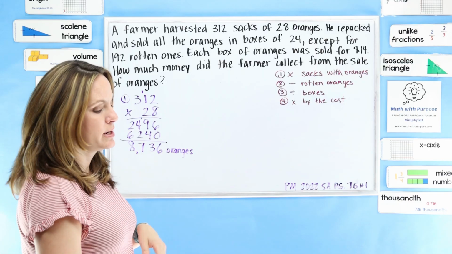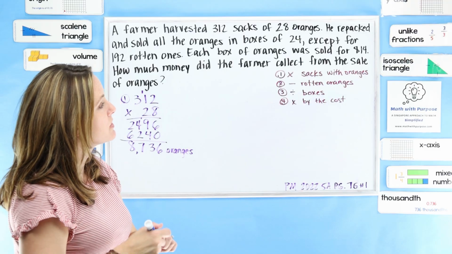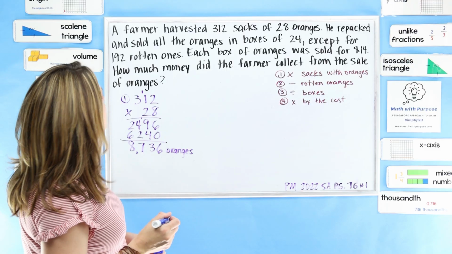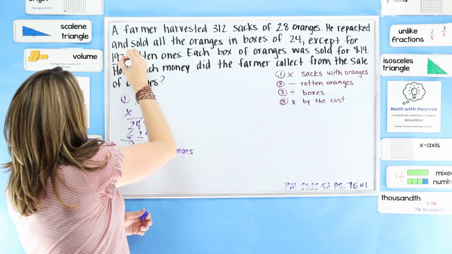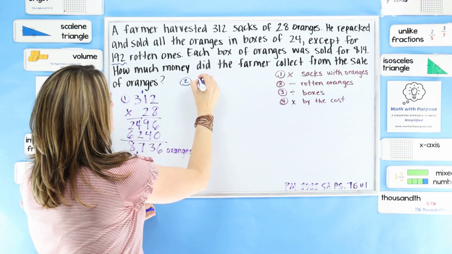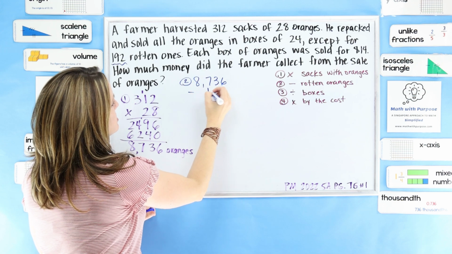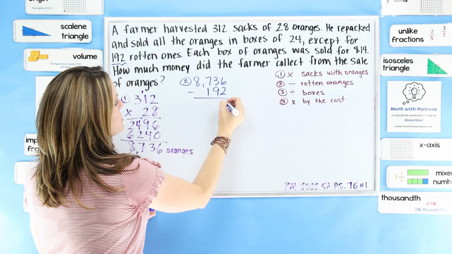Okay. Step 1, done. Step 2 was we need to subtract the rotten oranges. Well, let's figure out where our rotten oranges are. We have 192 rotten oranges. So I'm going to come over here. We're going to take our 8,736 and we're going to subtract 192.